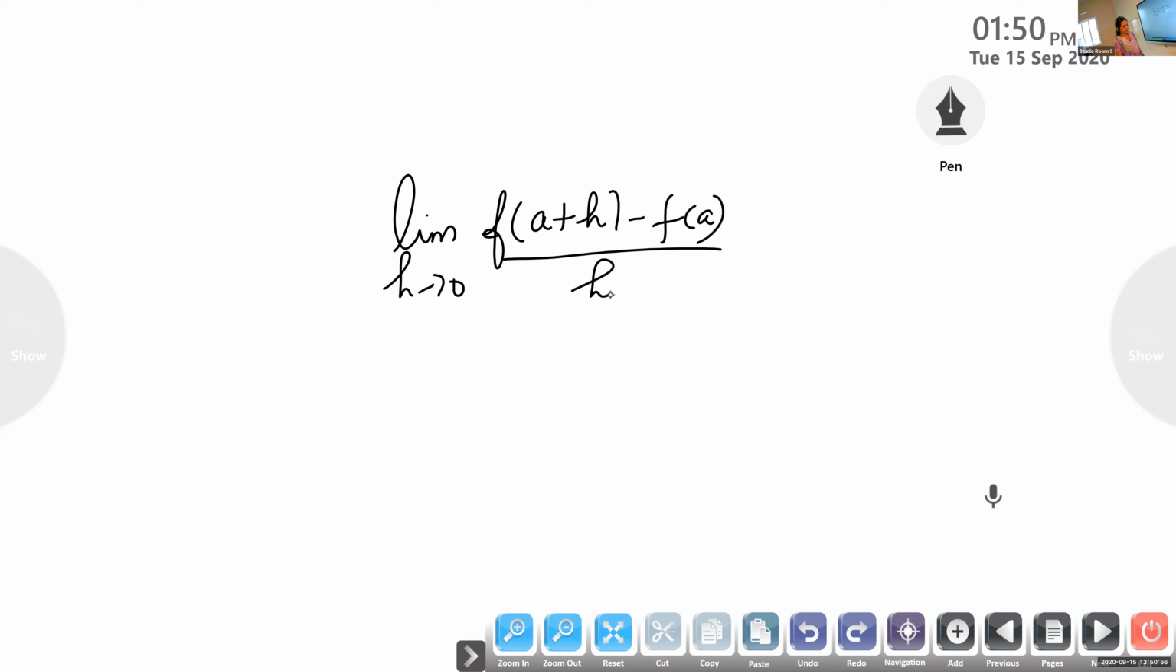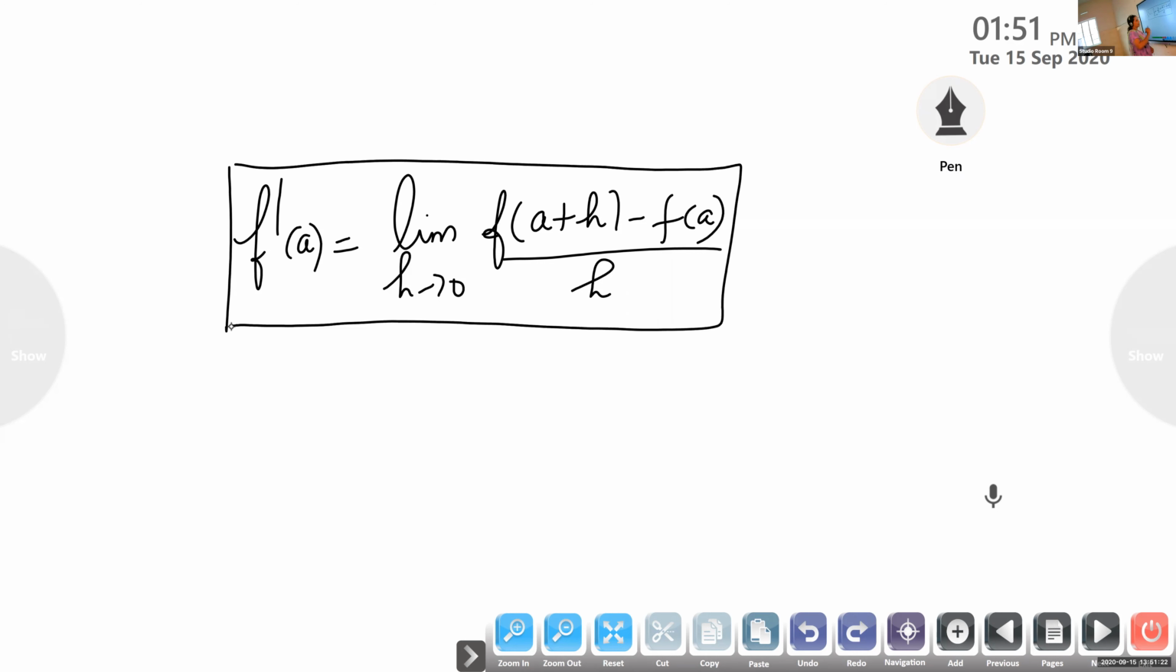Provided this limit exists. If the limit is there only, we say we are able to find the derivative. Provided the limit exists, and it is denoted by f dash of a.